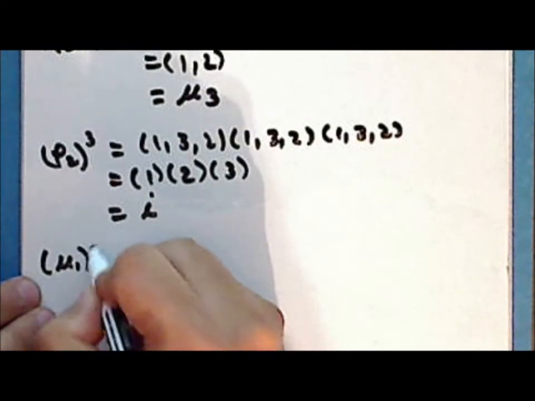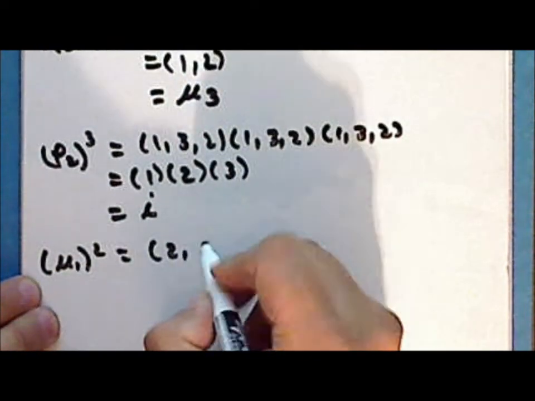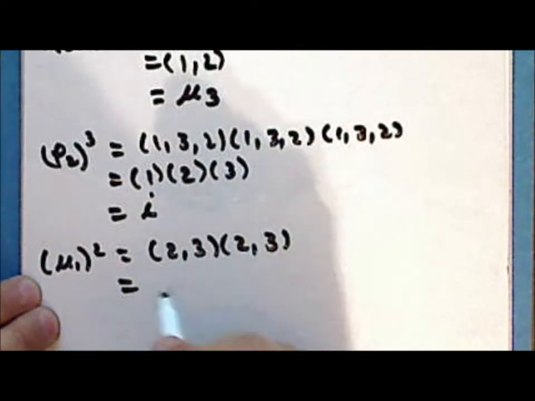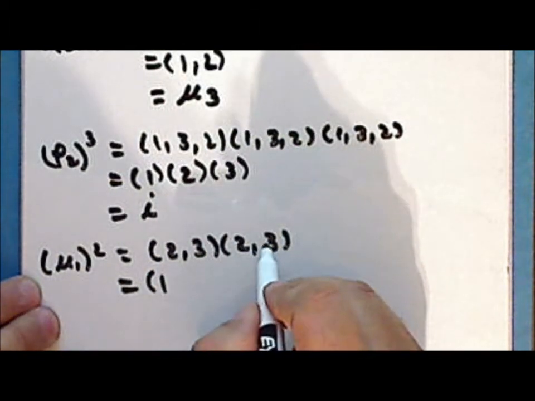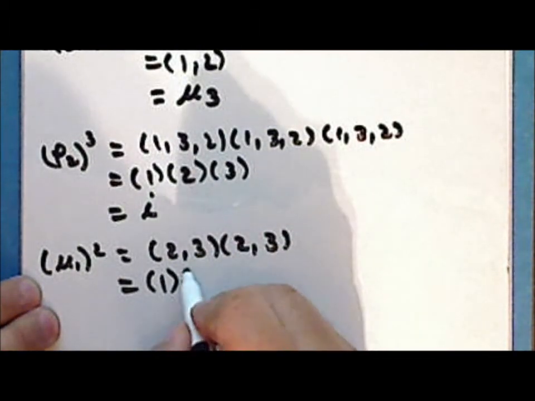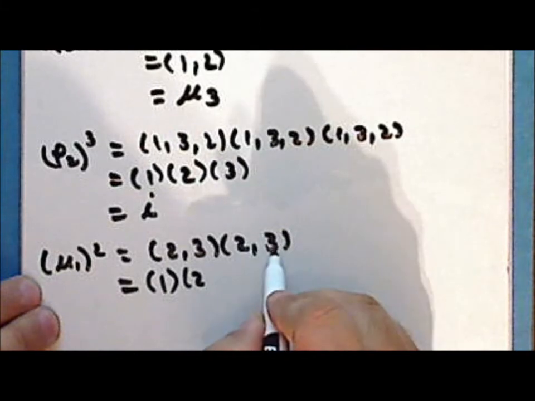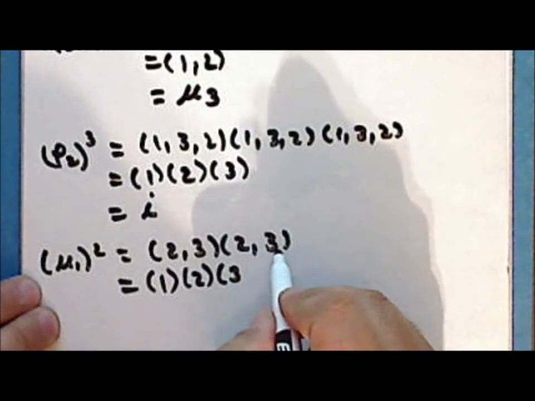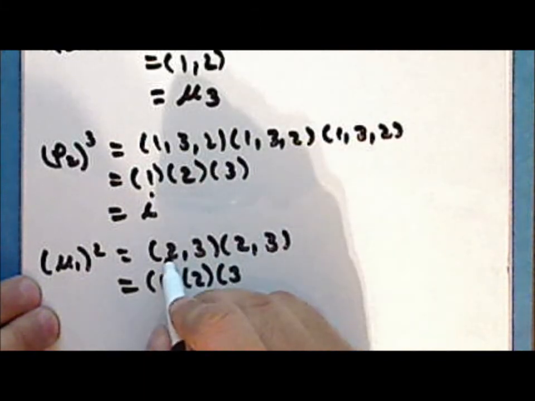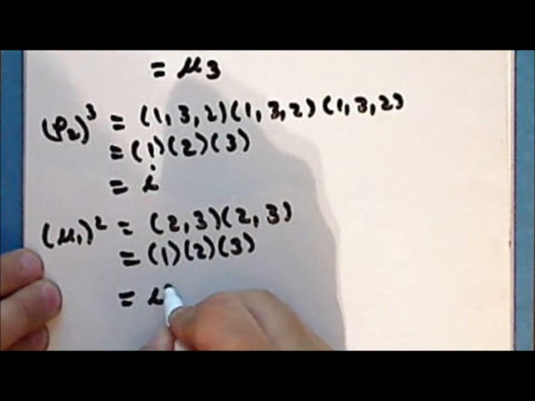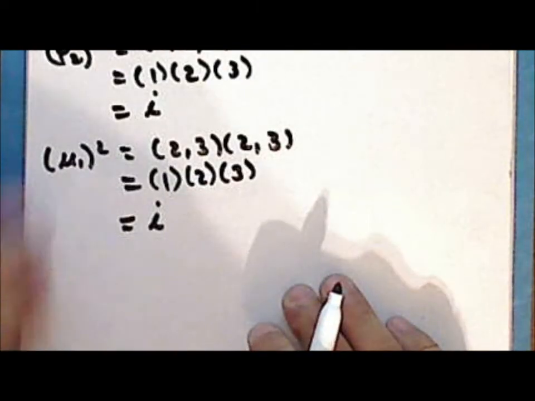And mu sub 1 squared, the cycle 2 to 3 times the cycle 2 to 3. 1 is mapped onto itself in the first cycle and onto itself in the second cycle, cycling out 1. Beginning with 2, 2 is mapped onto 3, 3 is mapped onto 2, cycling out 2. Beginning with 3, 3 is mapped onto 2, 2 is mapped onto 3, cycling out 3, and so this is the same as the identity.